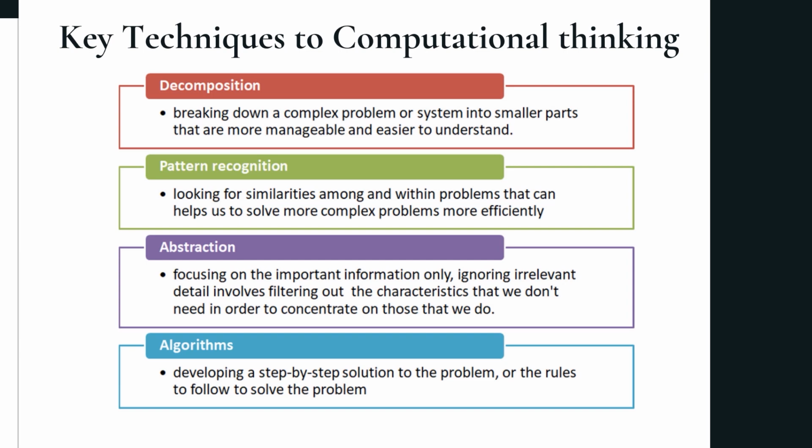And then we move on to abstraction. We need to focus on the important information only. We ignore any irrelevant details involved. We filter out the characteristics that we don't need in order to concentrate on those that we do. And then finally, we develop a step-by-step solution to the problem, or the rules to follow to solve this problem, which is called algorithms. This is actually the main key techniques to CT that we need to understand in order to understand the whole meaning of computational thinking.